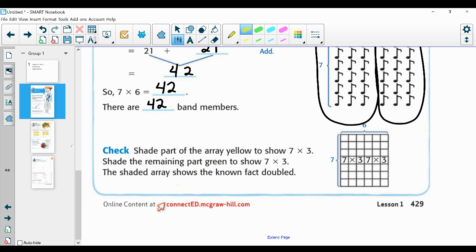So we're going to shade part of this yellow. So I'm going to do this column, this column, this column. There's 7 rows of 3 that are yellow. The other one says green. So I'm going to use my highlighter. I'm going to color 1, 2, 3 columns green. That's 7 rows of 3. And if I were to count all those up, the answer would be 42. All right. You don't have to color all those in. If you just want to draw a line down the columns, you can do that.